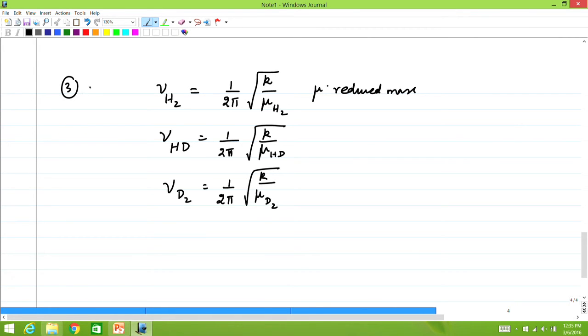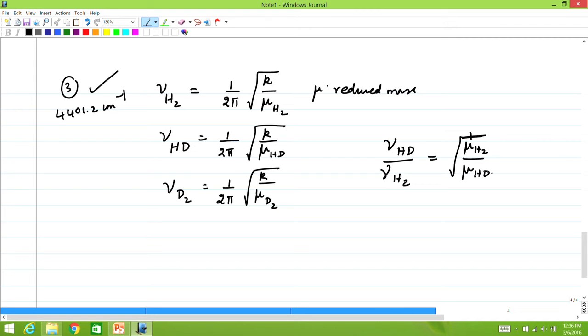Therefore, if you know this number as 4401.2 centimeter inverse, then you can calculate where the nu of HD should be by taking the ratio, namely nu of HD divided by nu of H2. The k's will cancel, the 2 pi's will cancel, and you will have the square root of mu of H2 divided by mu of HD. They are inversely proportional to the square root, therefore the ratio is that.